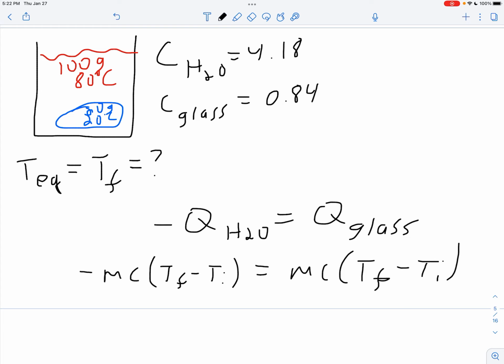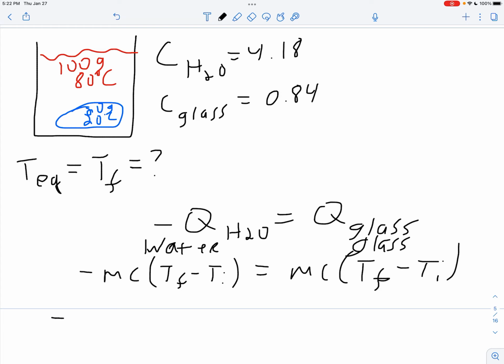Okay, and this is the equation I'm going to use. I'm going to keep the left side as my water, and it's my water because it's the one that's losing the heat. It's the hotter one. That's why it has that negative out front. And the cold one is the glass. So this is my glass side. Okay, so I'm going to start plugging in numbers.